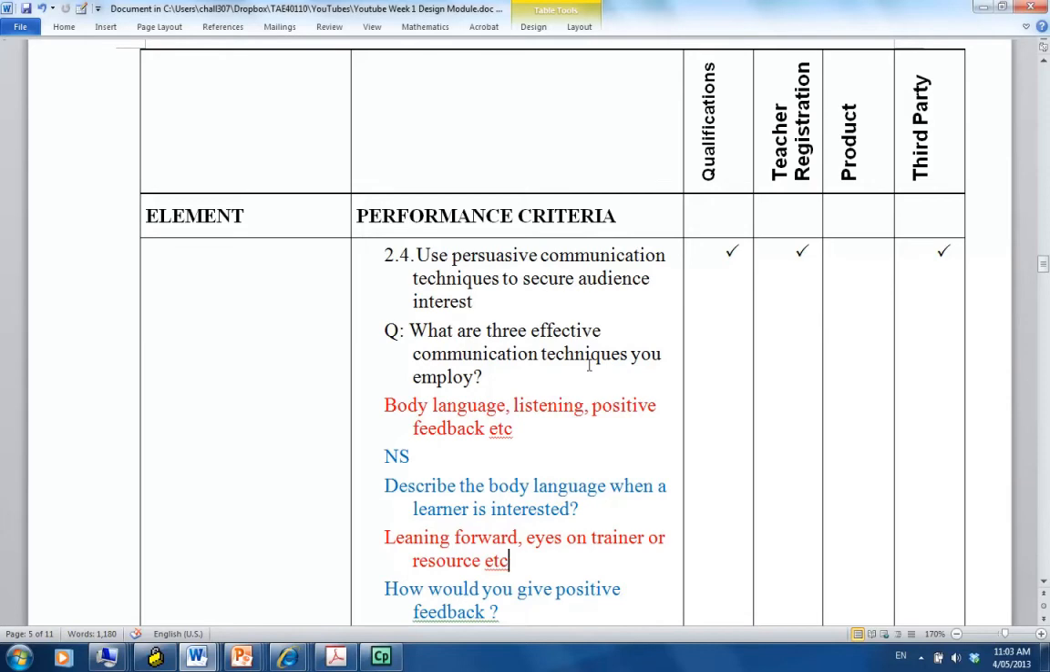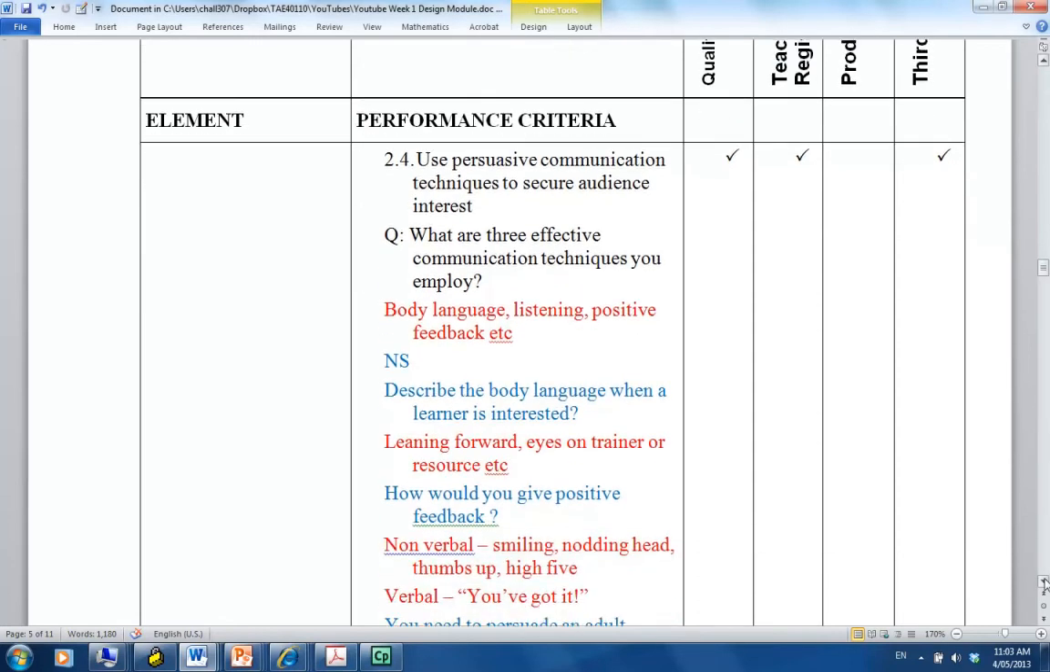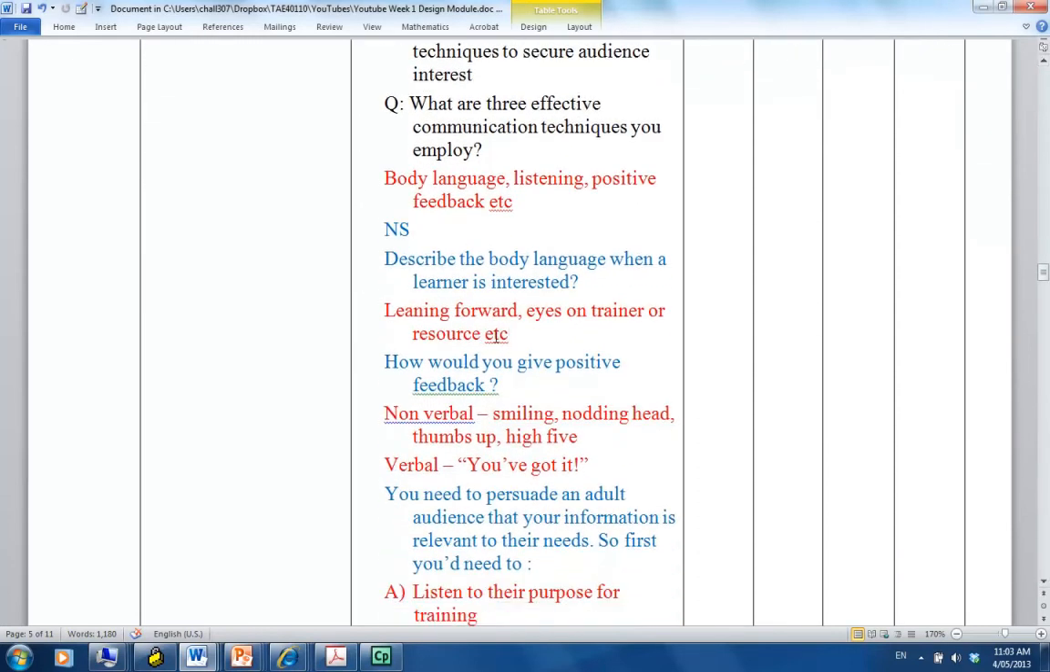Okay, and so then they can probably think back to a time that they were in school or in a training session, and they could tell the interested ones from not, and they've got half a chance then to come up with some examples of some body language there. So I've just given a few ideas and put etc. So there's a range within the benchmark.